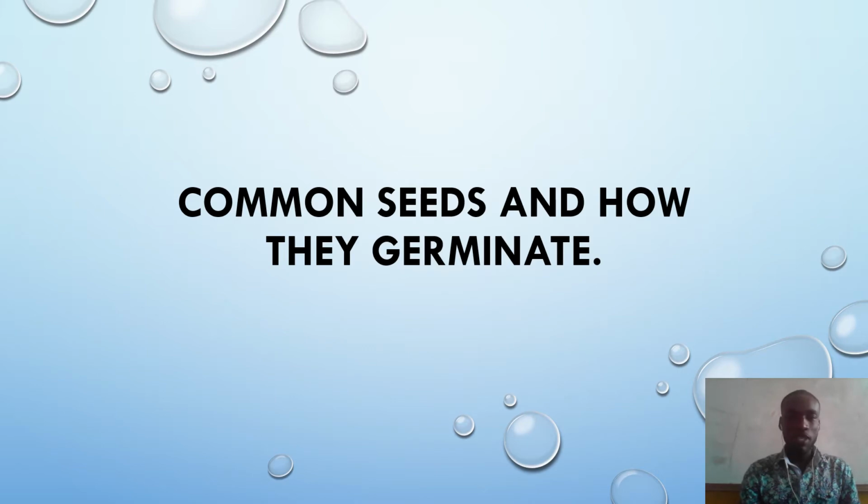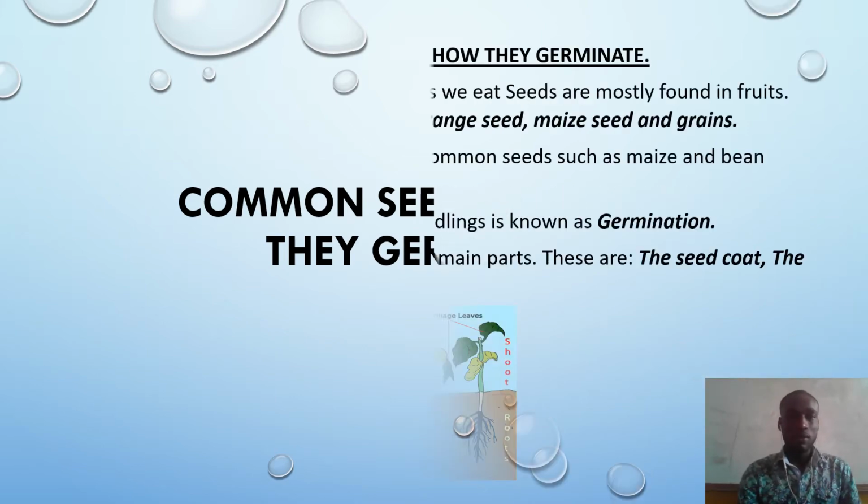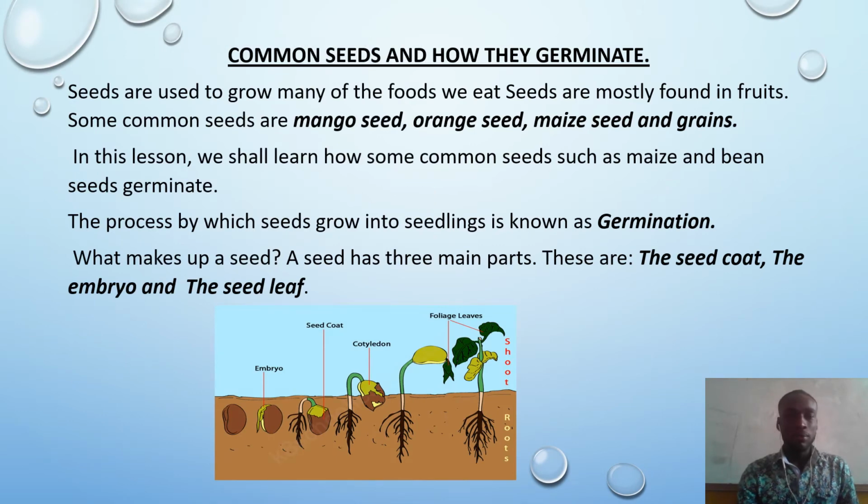So today we shall be looking at common seeds and how they germinate. Seeds are used to grow many of the foods we eat. Seeds are mostly found in fruits. Some common seeds are mango seed, orange seed, maize seed, and then grains. So with all these seeds, one can produce new crops or new plants.